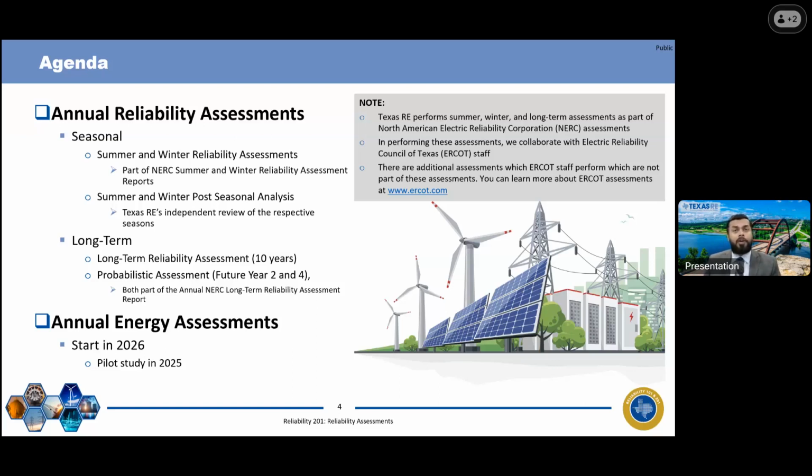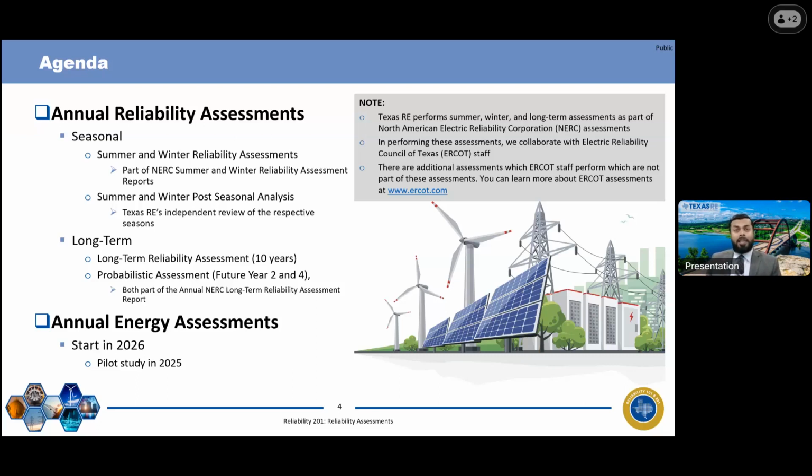I will also go over the energy assessments, which we hope to perform starting in 2026. To get ready, we are currently performing a pilot study by working with NERC and the other regions. The goal is to come up with a process that we can implement next year.